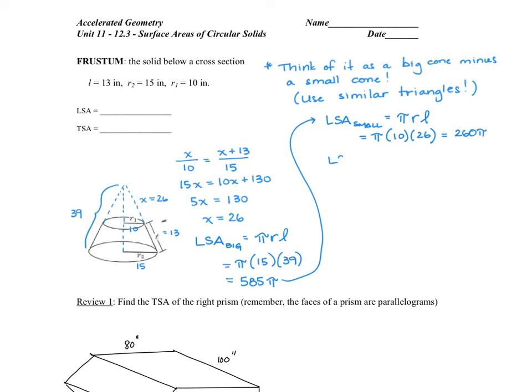And the lateral surface area of the frustum is the bigger cone minus the smaller cone. So the lateral surface area of the frustum will be 325 pi inches squared.